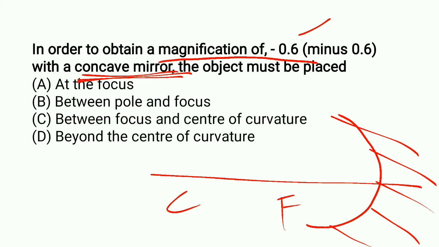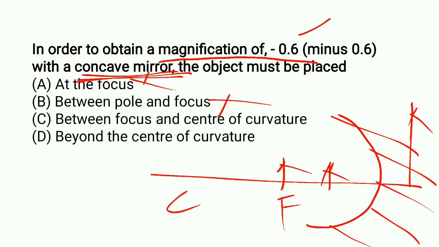For option A, if you keep the object at the focus, the image is going to form enlarged. Enlarged means the magnification is more than 1, so option A is not correct. Option B, between pole and the focus. If you keep the object between pole and focus, the image is going to form virtual and erect. Here the magnification is more than 1, so option B is also not correct.